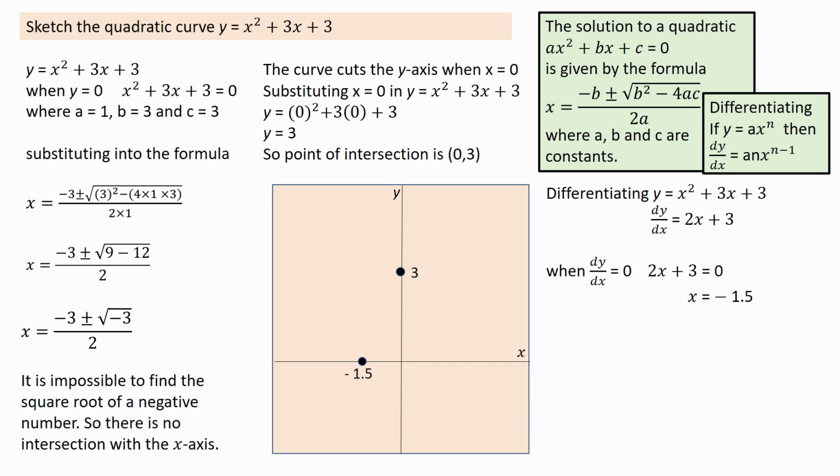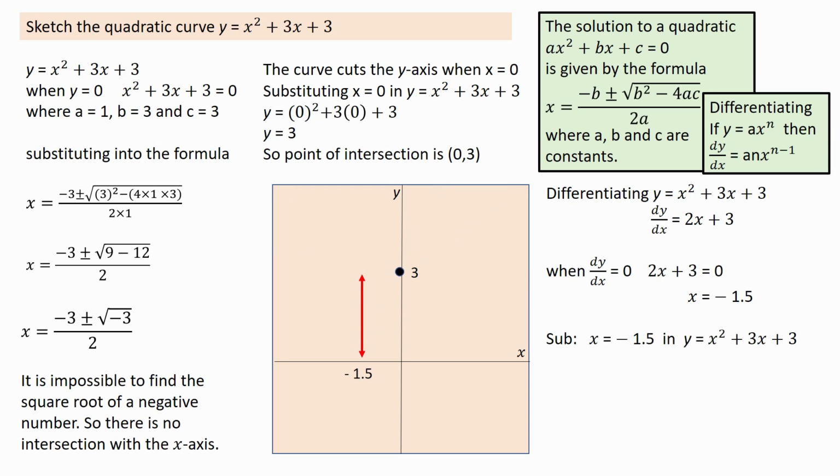The turning point must be below the y-intercept, as it is a minimum point, and above the x-axis, as it does not intercept it. So the quadratic curve could look like this, or this, or this, or this. In fact, there is an infinite number of curves that it could be.